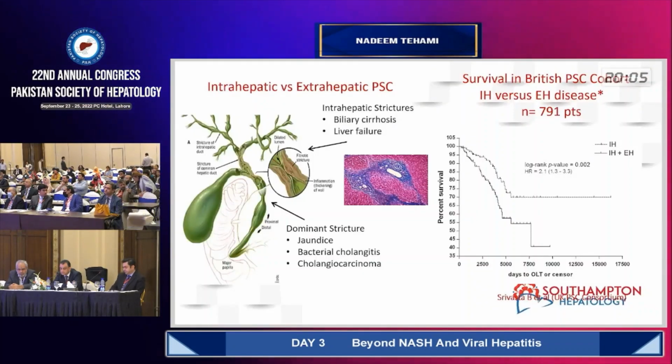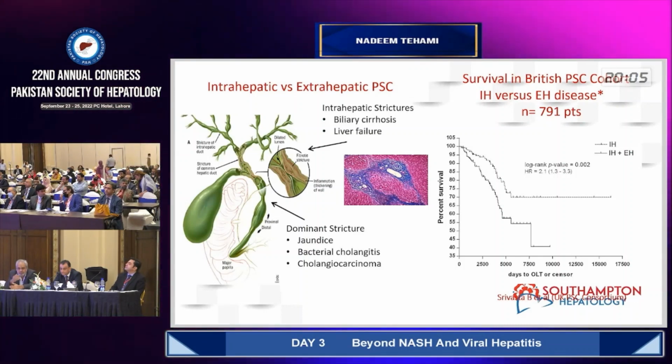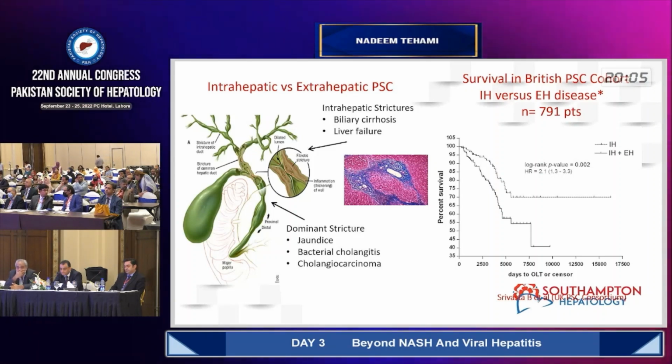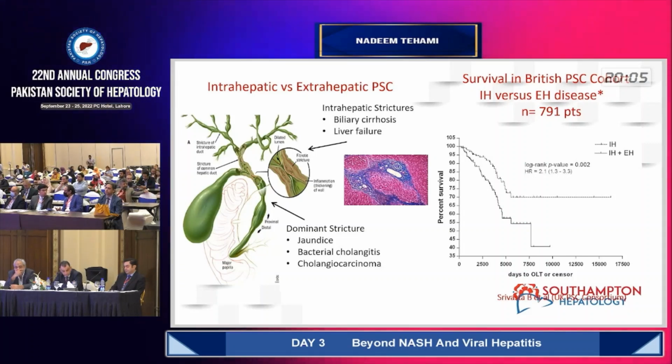consideration of transplantation early. There are different phenotypes, or two main categories, one is the large duct and the other small duct PSC. From the British cohort, it also seems that the survival of those who have intrahepatic versus extrahepatic and combination disease is seen to be quite worse.